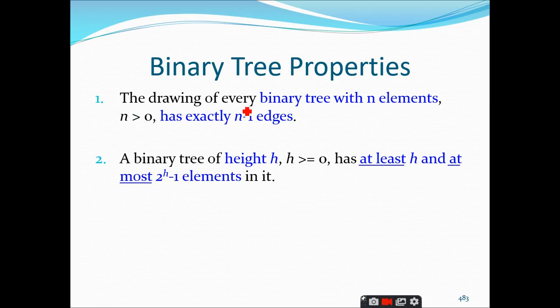is the drawing of every binary tree with n elements where n greater than 0 has exactly n minus 1 edges. This is very important property, right? So what the author is trying to say? So if a binary tree is having n nodes, then it is going to have exactly n minus 1 edges. Let us check it with example.